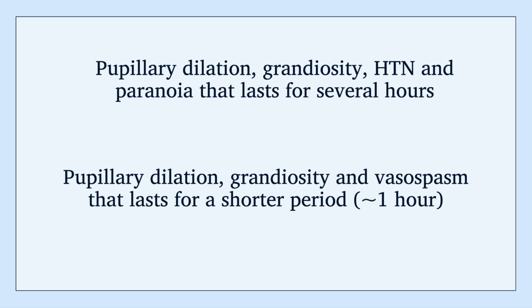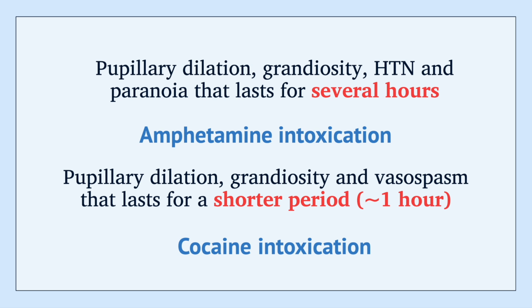So 2 scenarios here. First is pupillary dilation, grandiosity, hypertension, and paranoia that lasts for several hours. The next is pupillary dilation, grandiosity, and vasospasm that lasts for a shorter period. So the first one that lasts for several hours is actually amphetamine intoxication, and the scenario that is a shorter period, which is around an hour or less, is cocaine intoxication. So the timeline is definitely something important to consider.